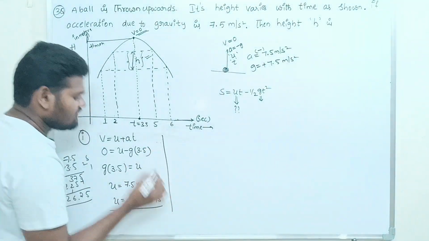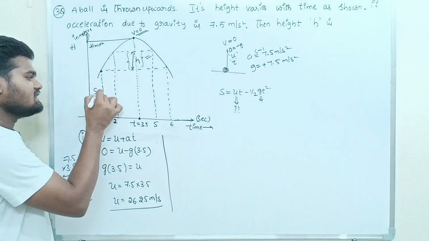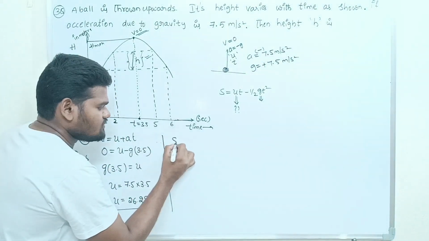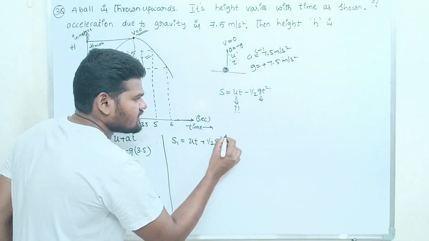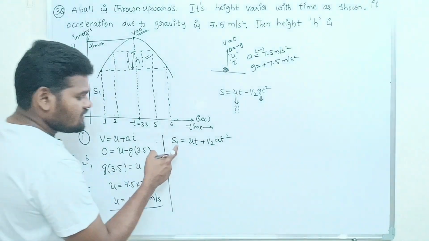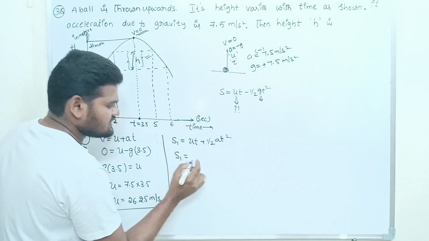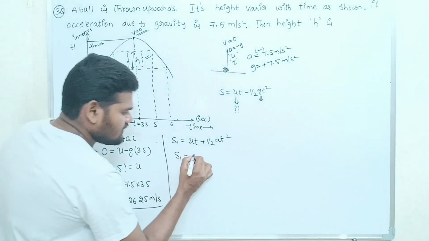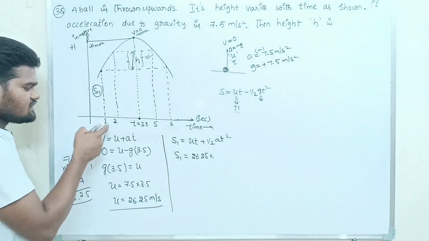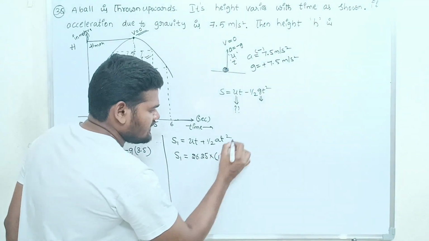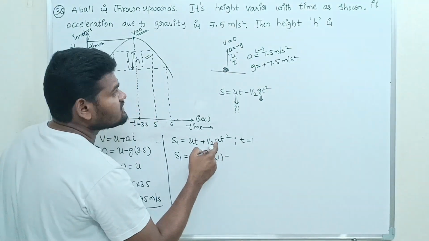Okay, so now we have to find this height, this displacement. So we can find it easily. Let us say this is displacement s1. So displacement s1 is equal to ut plus half at square. What is the displacement? We don't know, we have to find. So that is s1, which is equal to u, what is the value of u? 26.25 into time. At s1, t is equal to 1 second.